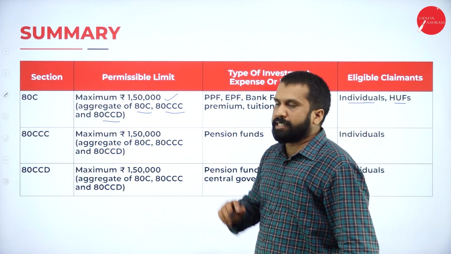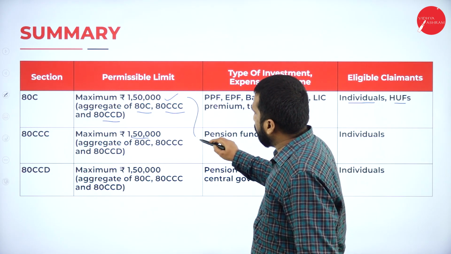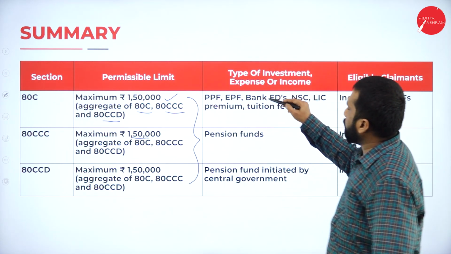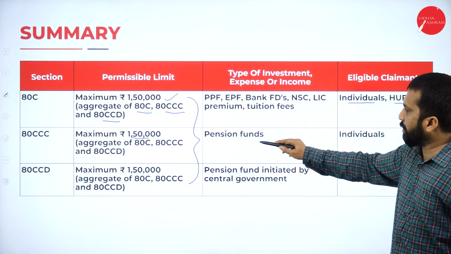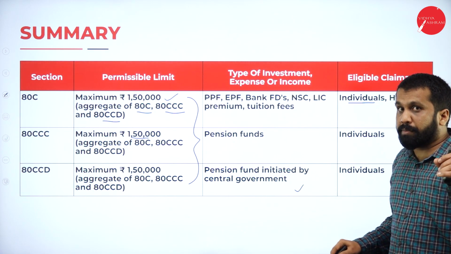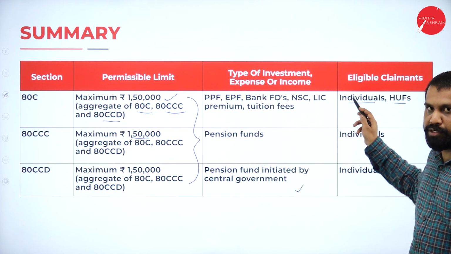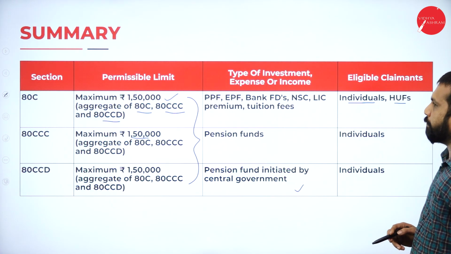Now, 80CCC, maximum of 1,50,000, all comes under one limit only. But the type of investment will be changed. Pension fund initiated by central government. Remember that word. All comes under individual. This is for individual as well as HUF.